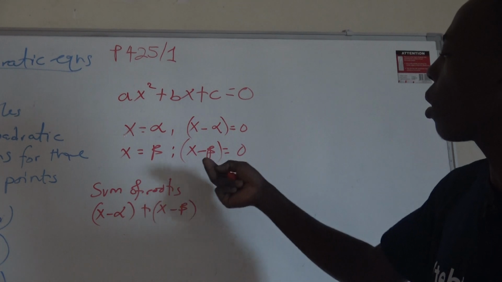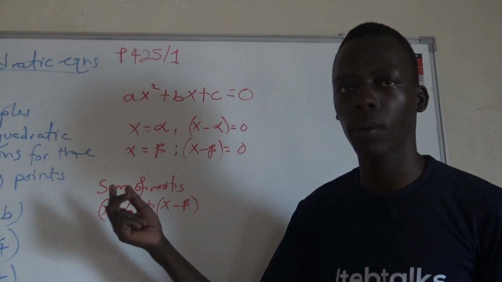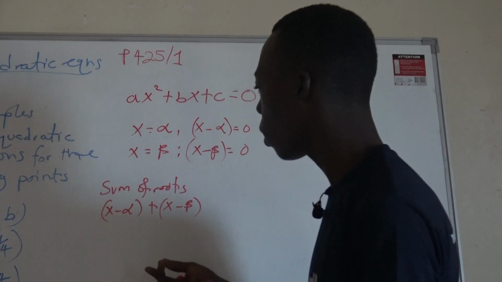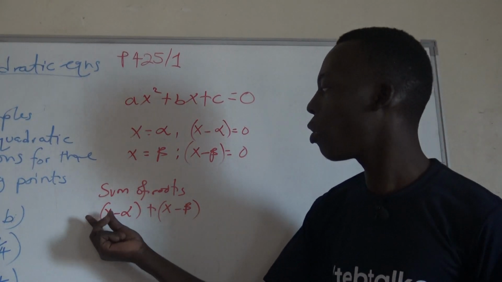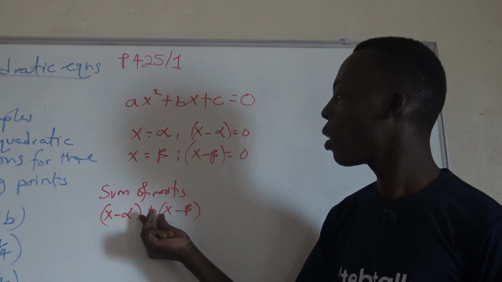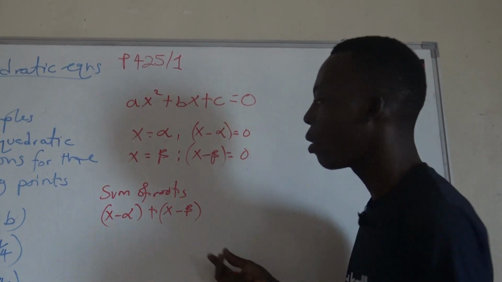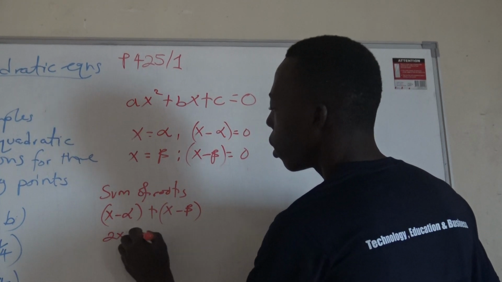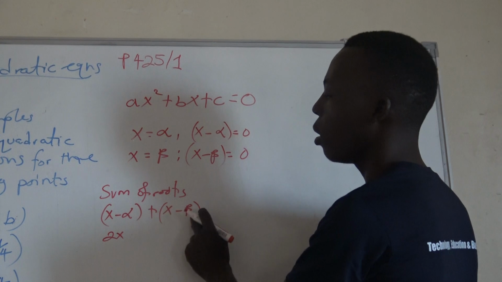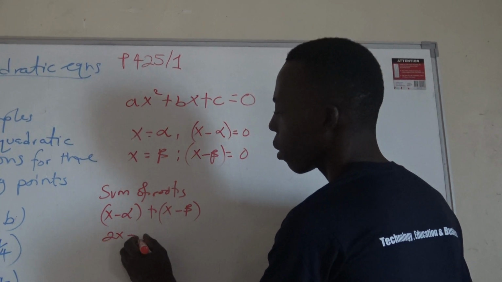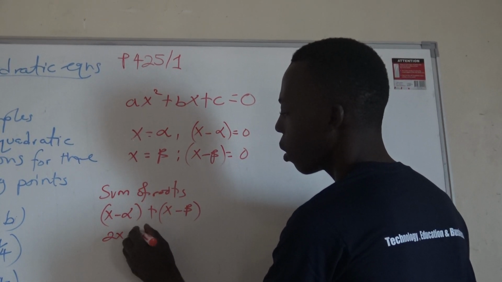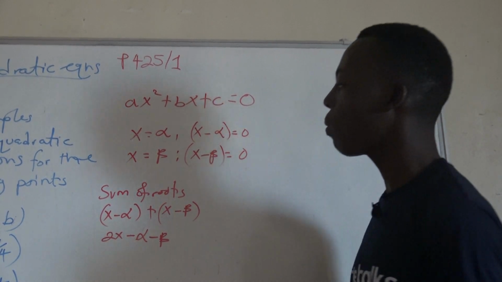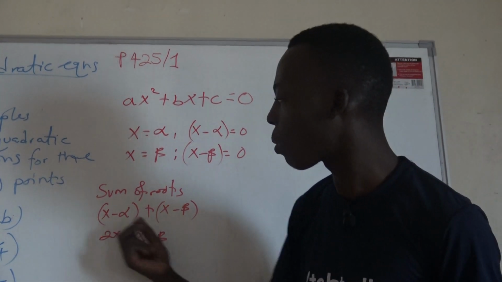So to get the quadratic equation, we said we must have the sum of roots and the product of roots. We are getting now the sum of roots, so we are going to add. It will be this one plus this, then again this one plus this. This plus this will give us 2x, then this one and this will give us minus alpha, then minus beta. So that will be our sum of roots.